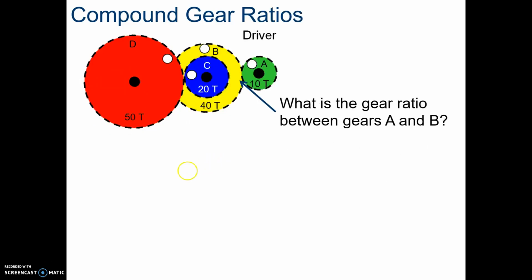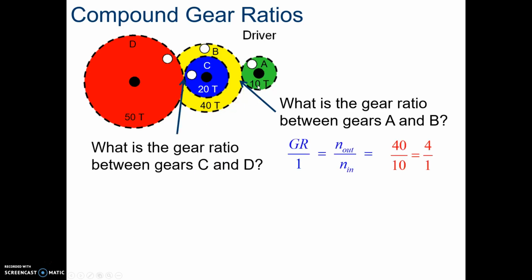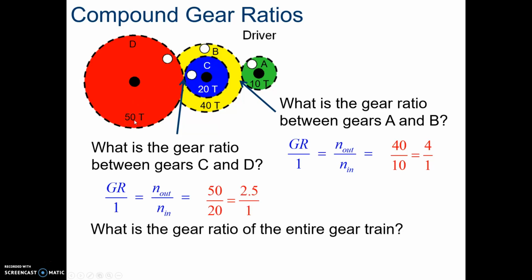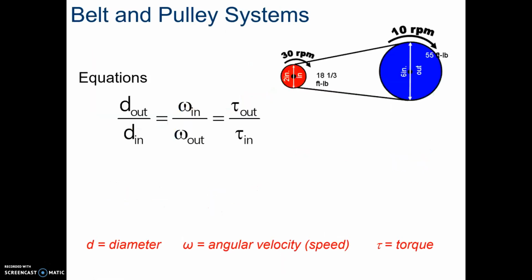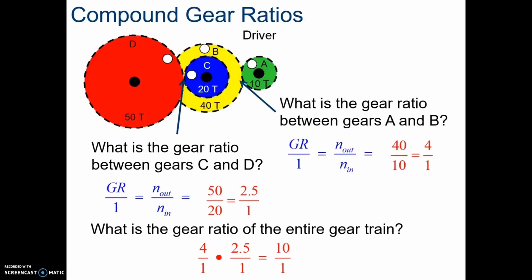We need to find the gear ratio between A and B first, since they do mesh. So we see 40 teeth at B and only 10 teeth at A. So they'd be out over in. So we have 40 over 10, or 4 to 1. For the other mesh, it'd be 50 teeth and 20 teeth, D being the out, and then 20 being the in. So 50 over 20, we get 2.5 to 1. So for the entire gear ratio, we would have to multiply, since this is compound. We multiply the 4 to 1 times the 2.5 to 1, and we get a 10 to 1 ratio. So that is the advantage of this system.